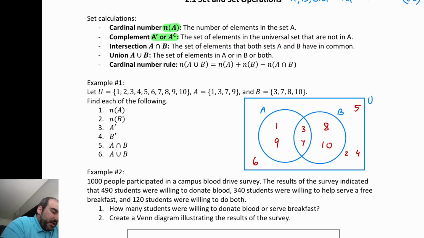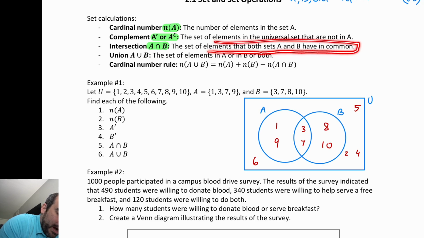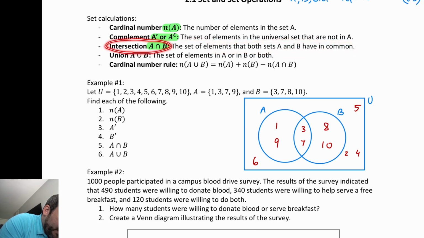The intersection of A and B, denoted by this upside down U shape, also called a cap, is going to be the set of elements that both sets A and B have in common. So the intersection of A and B, denoted by that symbol, is going to represent this area in between where we have an overlap of A and B. So that would be, in this case, the 3 and the 7.